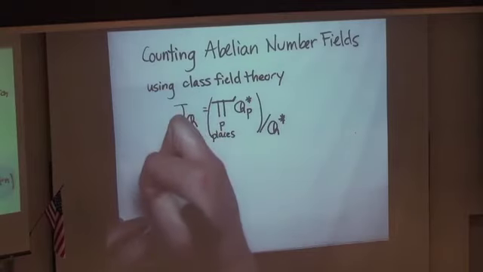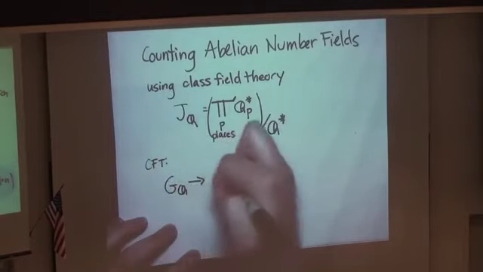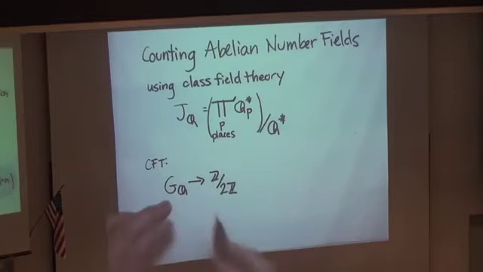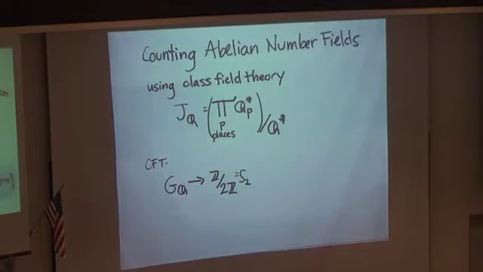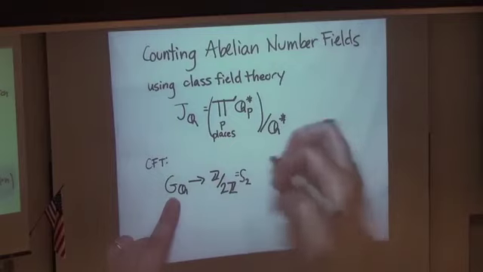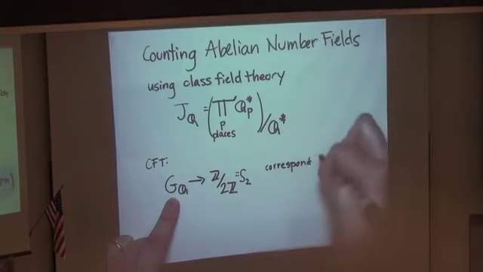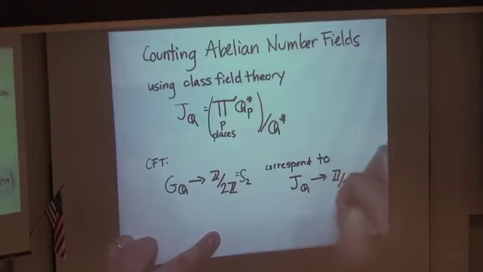Class field theory tells us that homomorphisms from G_Q to Z mod 2Z, or of course this is the same as S_2, so those are my quadratic number fields, since I just talked about the correspondence between permutation representations and field extensions, correspond to continuous homomorphisms from the Adele class group.